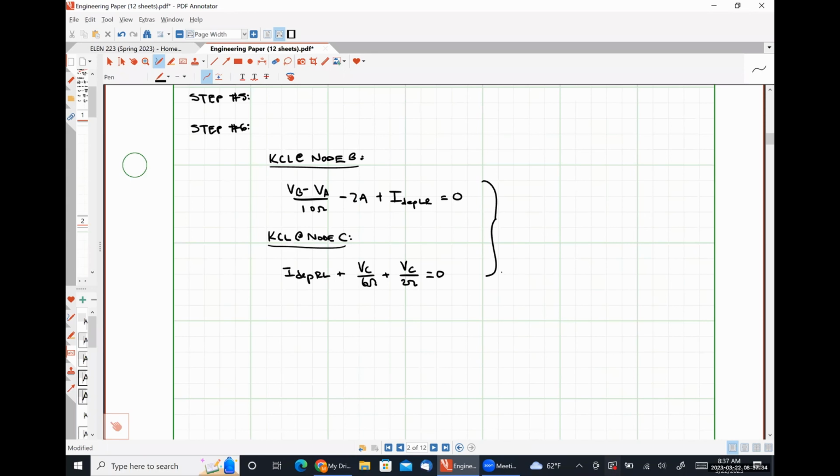what I'm going to wind up having is VB minus VA over 10 ohms minus 2 amps. My I dependents are going to cancel each other out because they're flowing in opposite directions. Plus VC over 6 ohms plus VC over 2 ohms will be equal to 0. So that's the result of me adding those two equations together.